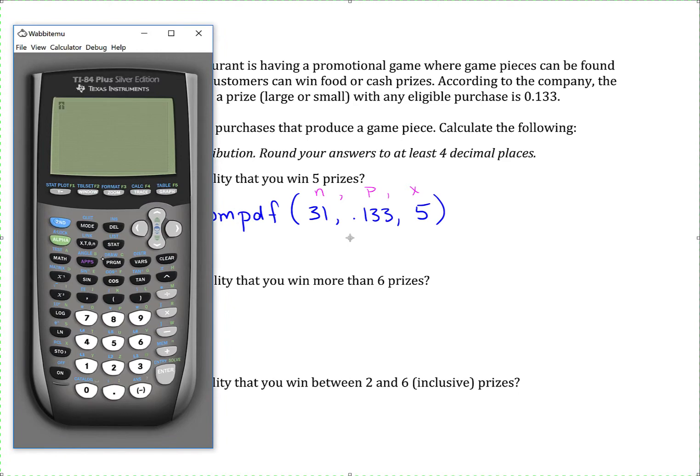So using the calculator, we'll hit second, distributions, scroll down till we find binompdf. There are 31 trials, comma, 0.133 probability of success, comma 5. So 0.17297, which I'll round to 4 decimals, is 0.1730.